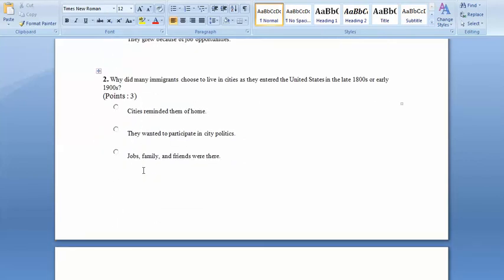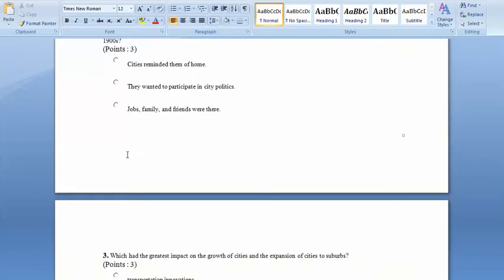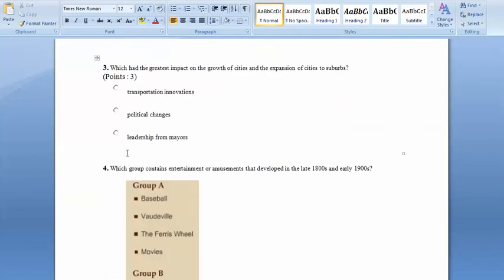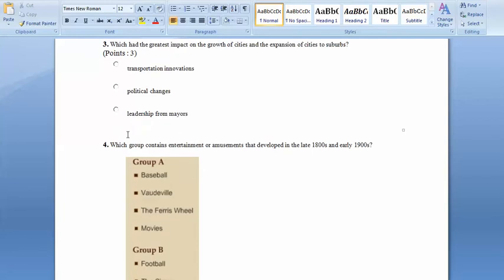Number two, why did many immigrants choose to live in cities as they entered the United States in the late 1800s or early 1900s? Cities reminded them of home. They wanted to participate in city politics, or jobs, family, and friends were there. Number three, which had the greatest impact of the growth of cities and the expansion of cities to suburbs? Was it transportation innovations, political changes, or leadership from mayors?